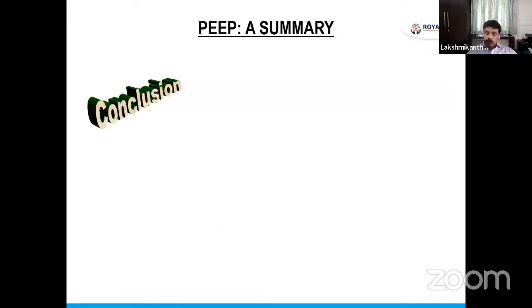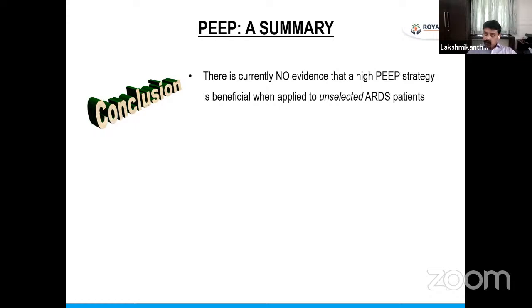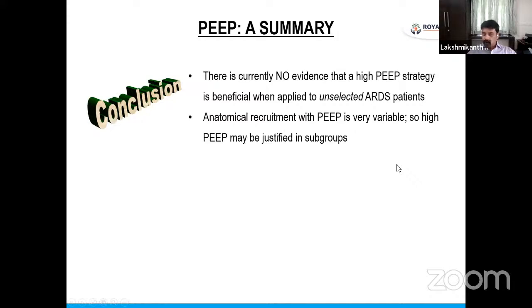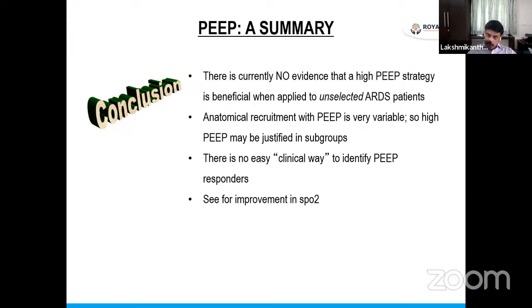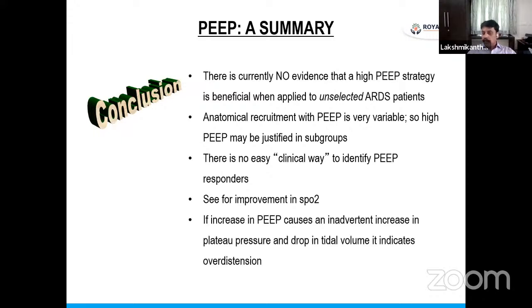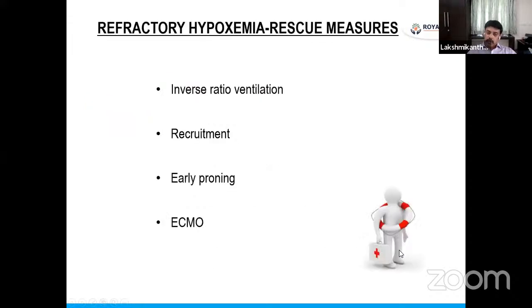So as a conclusion, whether you need to keep a high PEEP or not, there is currently no evidence that a high PEEP strategy is beneficial when applied to unselected ARDS patients. That is, patients in whom you do not know whether the lung is recruitable or not. And anatomical recruitment with PEEP is very variable. So high PEEP may be justified in some subgroups. There is no easy clinical way to identify a PEEP responder. See for improvement in saturation. If an increase in PEEP causes an inadvertent increase in plateau pressure, definitely it is bad. A drop in tidal volume indicates overdistension. So based on that, you can adjust.